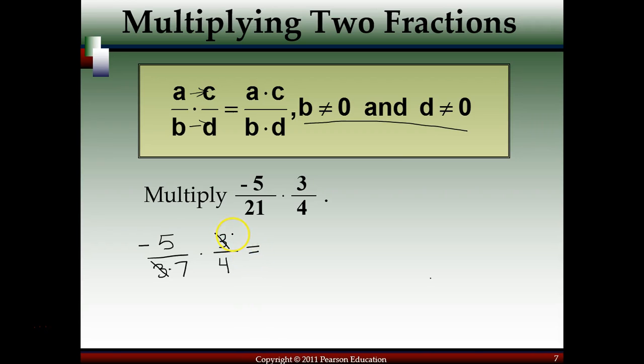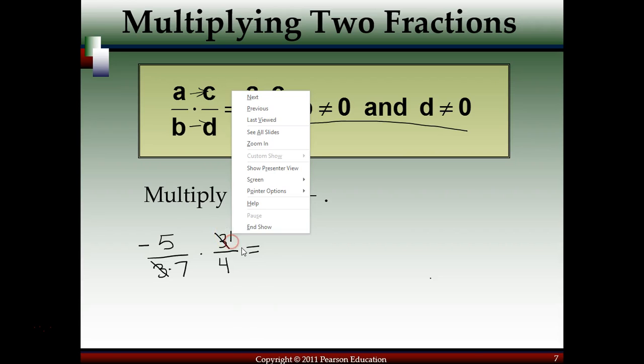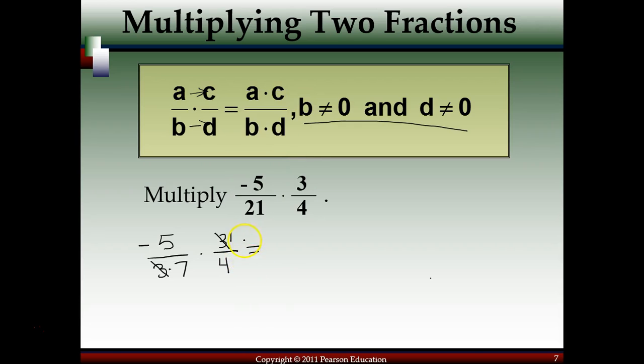Now, again, just multiply straight across. Here, like I said before, you do not get a 0 in the numerator. You get a 1 whenever you cancel out something. So, negative 5 times 1 is just negative 5. 7 times 4 will give you 28. So there you go. Negative 5 over 28 is your answer.